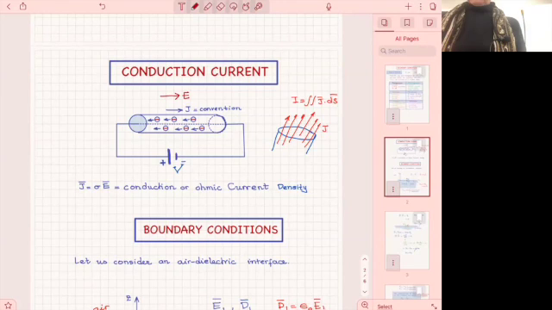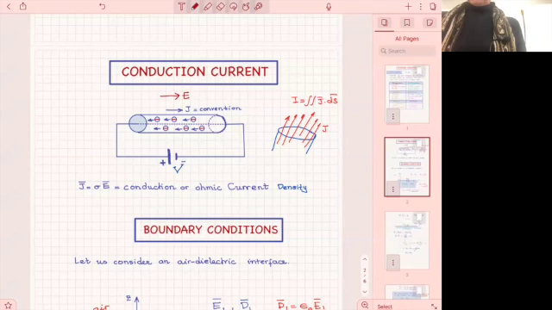By convention, we consider as the conduction current the movement of holes, even if the electrons are moving. But it's a convention, all right? So always we show the conduction current to have the same direction as the electric field.